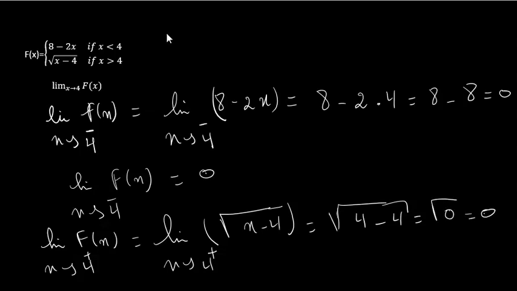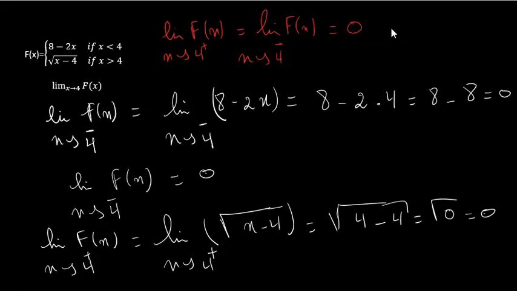Since we find the limit of f(x) from the right side is equal to the limit of f(x) from the left side when x approaches 4, which is equal to 0, we can say the limit of f(x) when x approaches 4 is equal to 0.